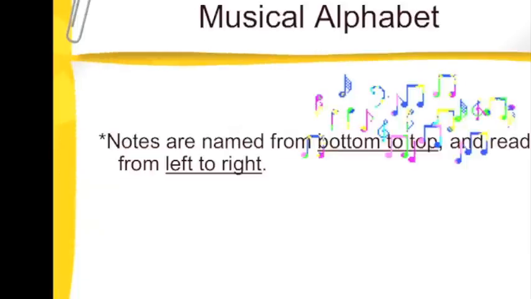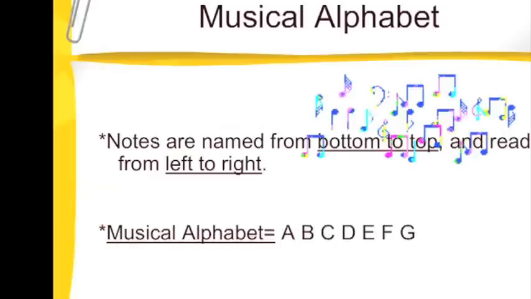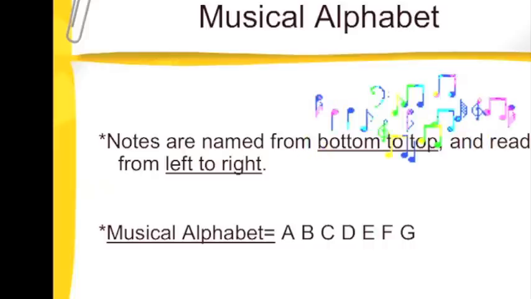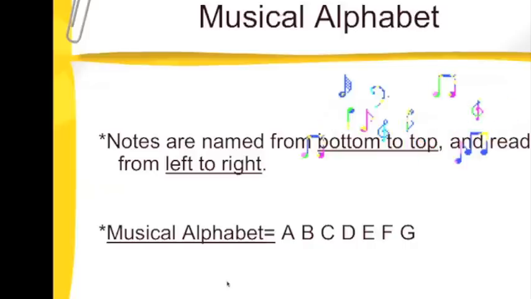Okay, we name our notes from the bottom to the top, and we also read them from left to right, just like we read a sentence in a book. And the musical alphabet is made up of the letters A through G. From there, it just repeats. So after G, we would have another A. So on the piano, and we'll learn those piano keys later on, we only have on the white keys A, B, C, D, E, F, and G, and then it just keeps on repeating up and down the piano. We'll talk about that later on if that's confusing.